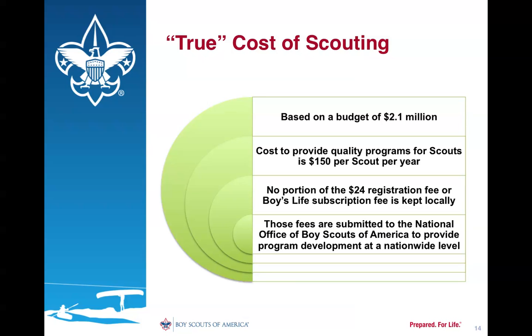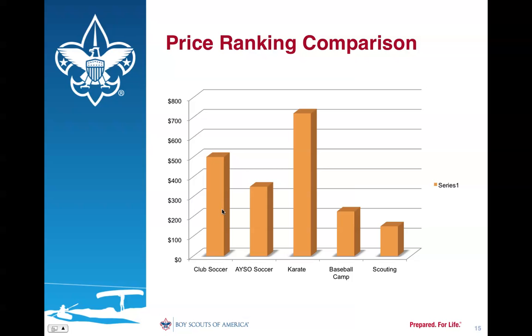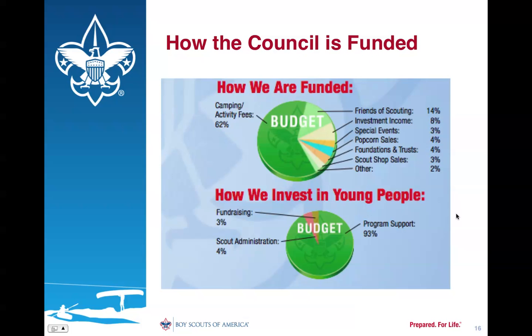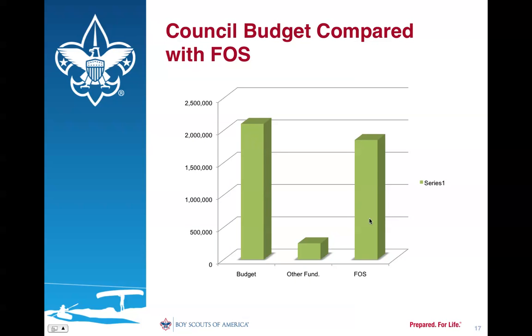No portion of the $24 registration fee or a Boys' Life subscription fee is kept locally. Those fees are submitted to the National Office of Boy Scouts of America to provide program development at a nationwide level. Just to give you an idea of price ranking, we actually rank very affordable compared to some of the other youth organizations in Santa Barbara. And also, just wanted to go over kind of from a budgetary standpoint, Friends of Scouting makes up a pretty big portion, 14% of the overall budget, and then 93% of that is invested back in scouting and program support. Again, Friends of Scouting makes up a pretty significant chunk of that.